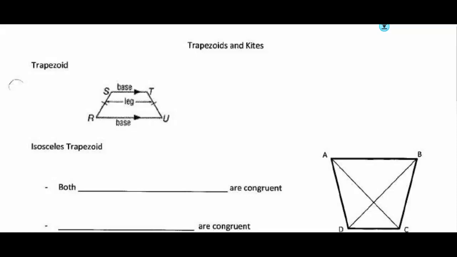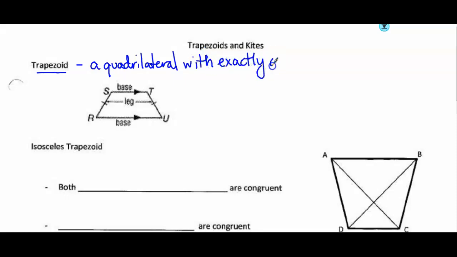Today's lesson is about trapezoids and kites. Now, these are your last quadrilaterals that you have to know about. So, to start off here, let's talk about a trapezoid. A trapezoid is a quadrilateral with exactly one pair of parallel sides.